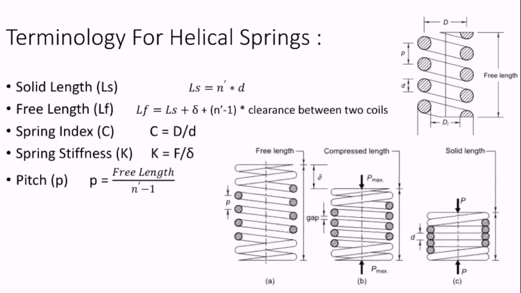Next terminology is the pitch. The pitch of a coil is defined as the axial distance between adjacent coils in an uncompressed state of the spring. Active coils. Active coils are the coils in the springs which contribute to the spring action and support the external force and deflect under the action of forces.